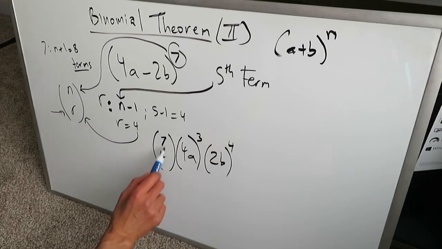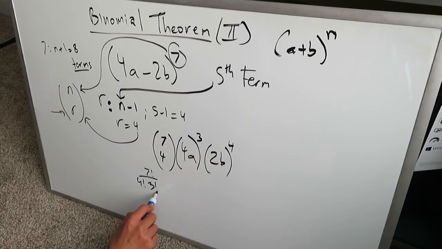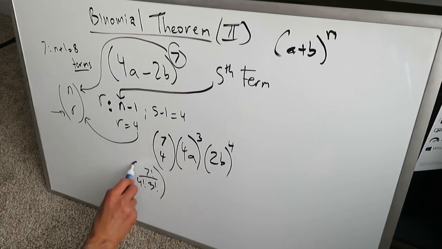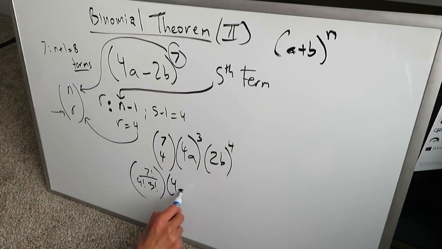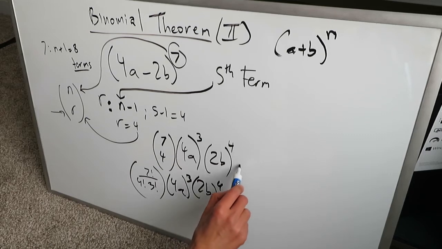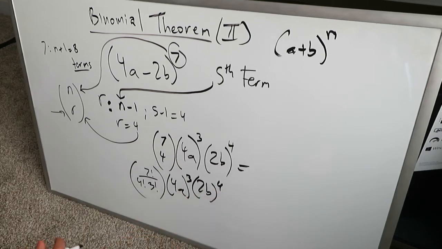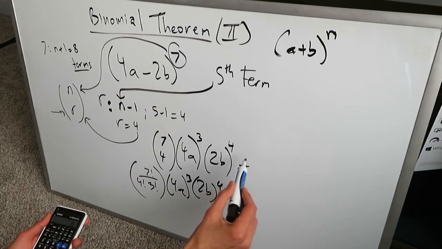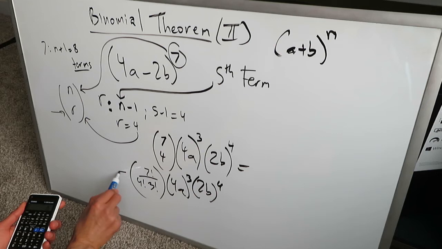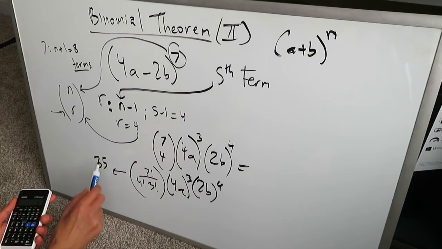Remember, nCr is 7 factorial over 4 factorial and 3 factorial. 3 factorial is from 7 minus 4 factorial. This is multiplying with 4a cubed, which is multiplying with 2b to the power of 4. And if you do this entire computation, I'm doing it here on my calculator, I'm going to get 35. This part right here, the combinatorial coefficient is 35.